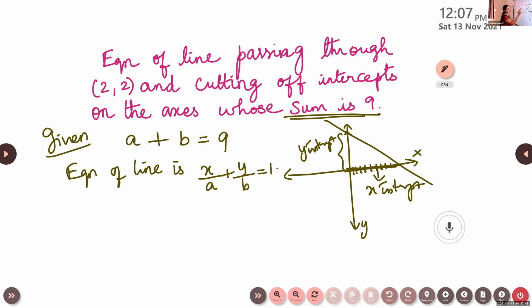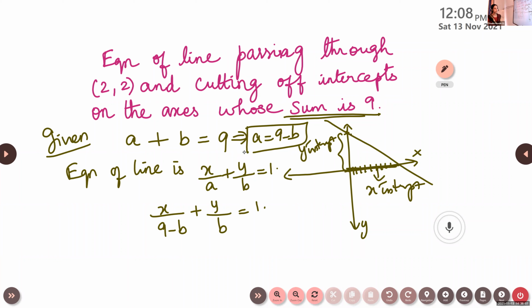Now, A plus B is 9. From here, what is A? Is it 9 minus B? So we can write this as x by (9 minus b) plus y by b is equal to 1, because A is equal to 9 minus b. A is not known, B is not known. What about x and y? What is given? Read the question.